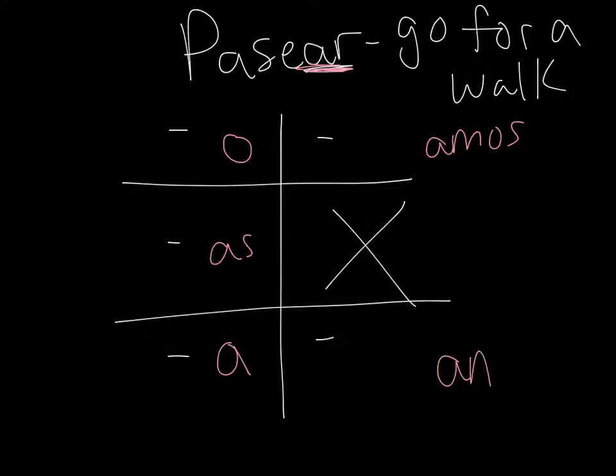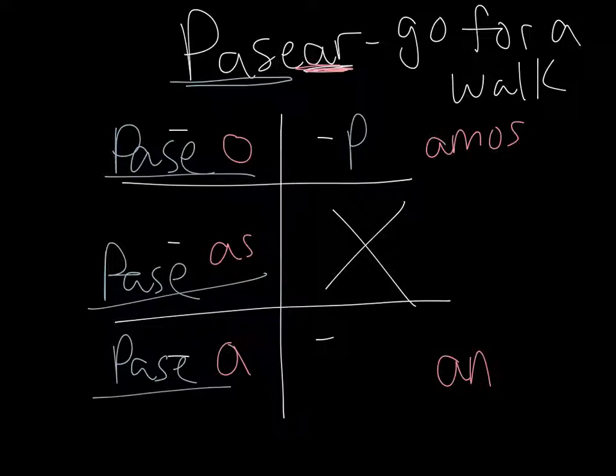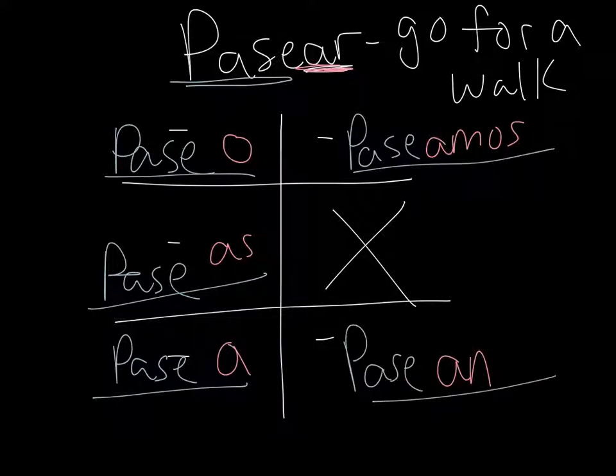do is take the remainder right here, P-A-S-E, and plug it in. So if you're looking at the yo form, it would be paseo. In the tú, paseas. Él y usted, pasea. In the nosotros, paseamos. And in the ellos y ustedes, pasean. Congratulations, you've just conjugated your first AR verb.